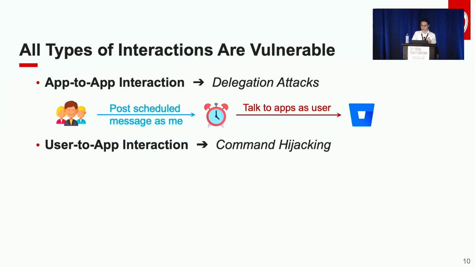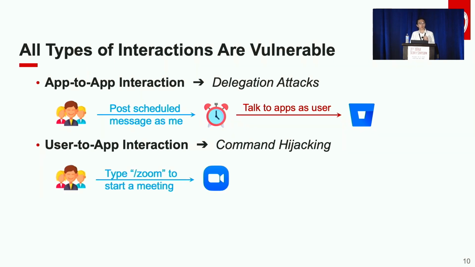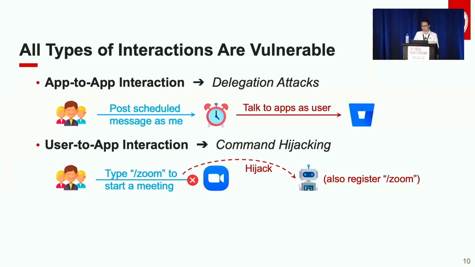And second, for user-to-app interaction, we find the command hijacking attack. And again, if we consider a use case where the user types a command to invoke some features of a third-party app, we find that another app can actually intentionally register a command of the same name and hijack this execution. That means the actual invoked function is not provided by the second malicious app.